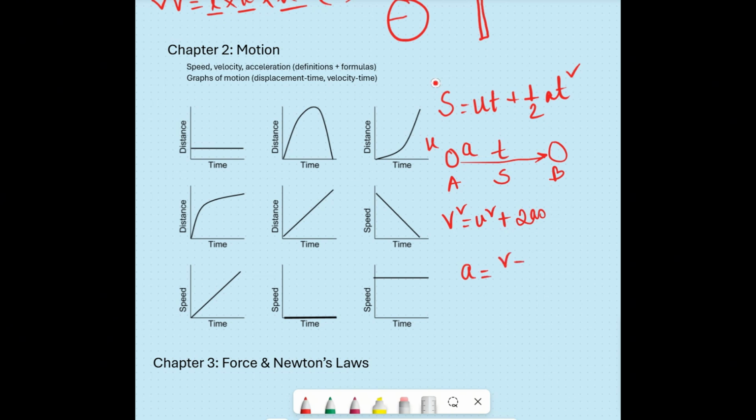And another one is acceleration, of course. So acceleration is v minus u over t. And there is another equation, s equals u plus v over 2 times t. So this equation is very important and covered within the second chapter. And of course, there are some graphs we have to learn because of the MCQ and CQ as well.